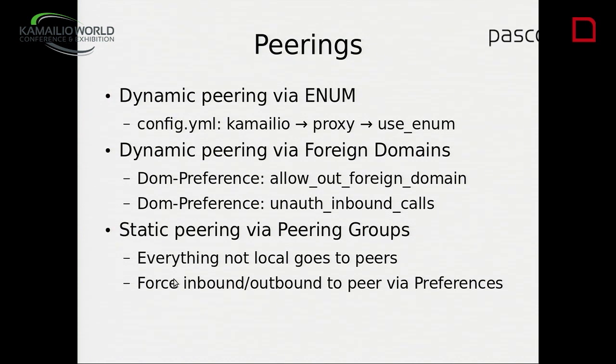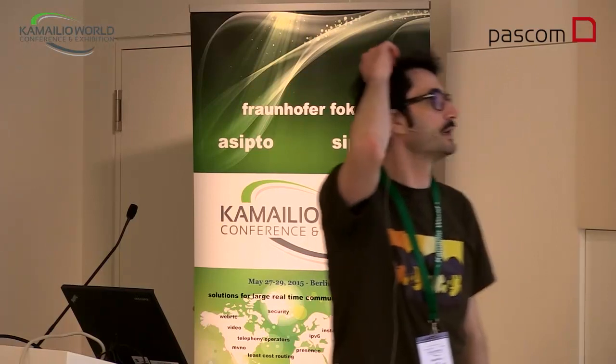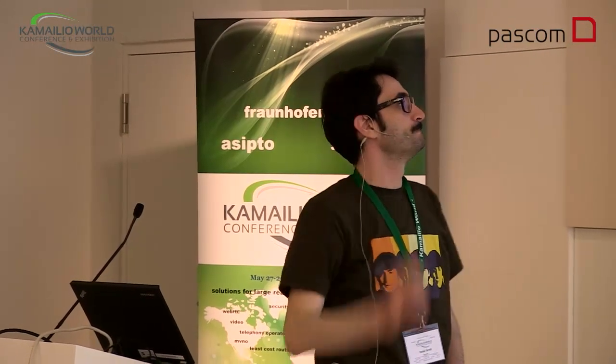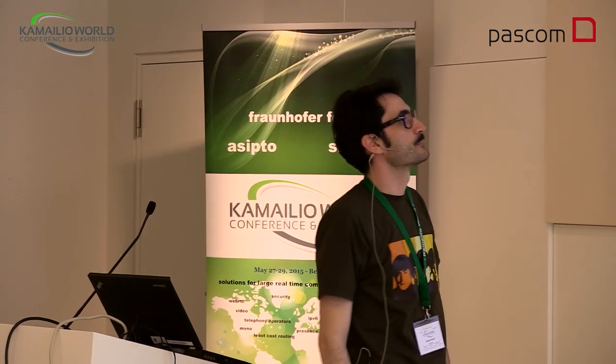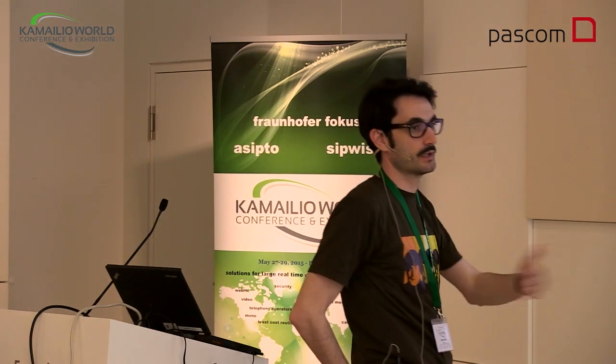Okay, peerings, we are not going to test any peerings because we don't have any peerings to test. Basically, we support enum lookup for enum numbers. It must be enabled on the config YAML under Kamailio proxy section. And then we can create the peerings, and basically every non-local user, non-local calls, the system will try to send it to the peer.